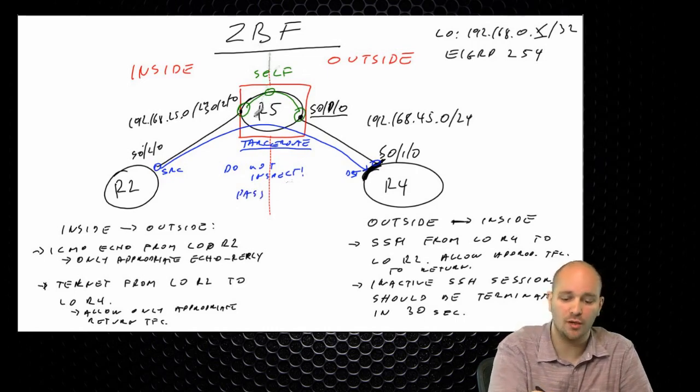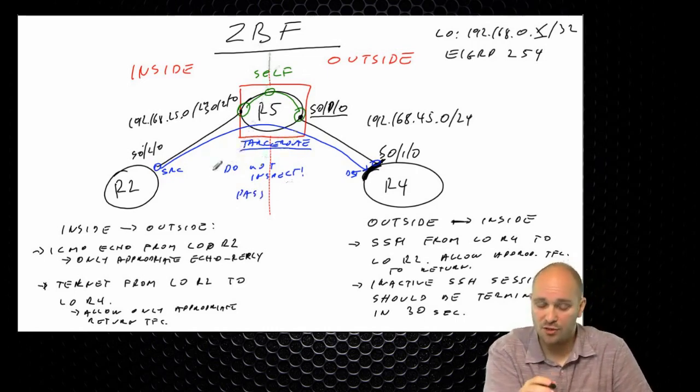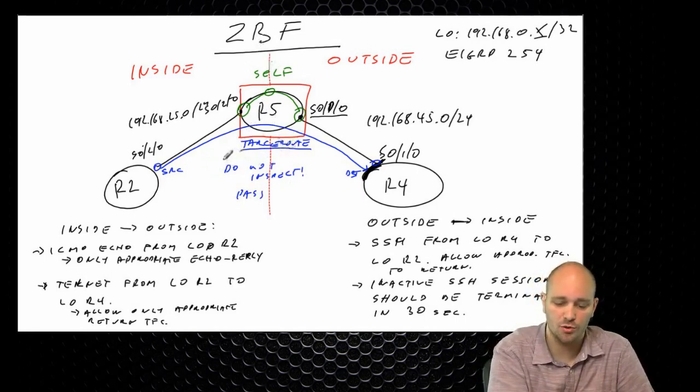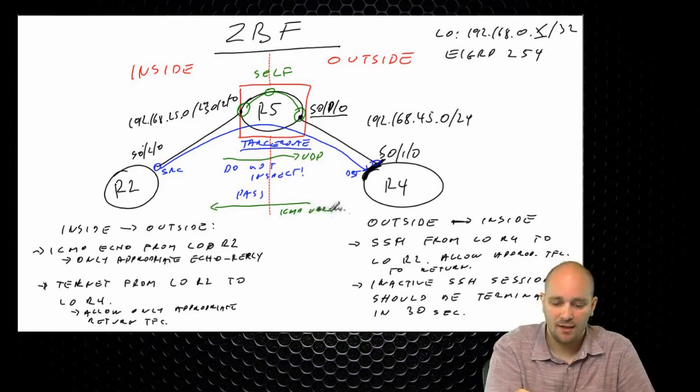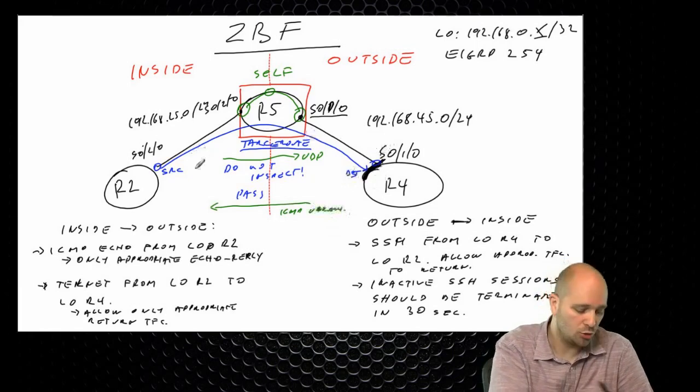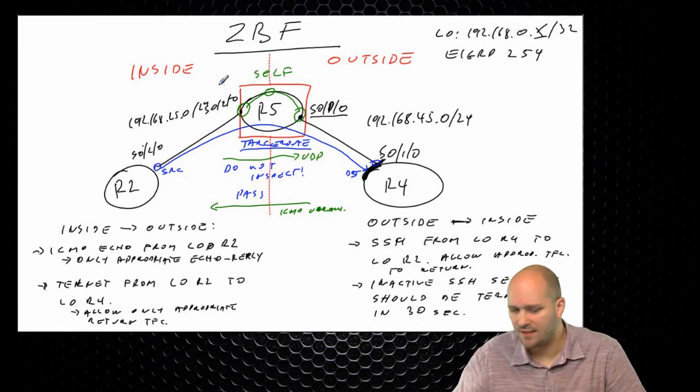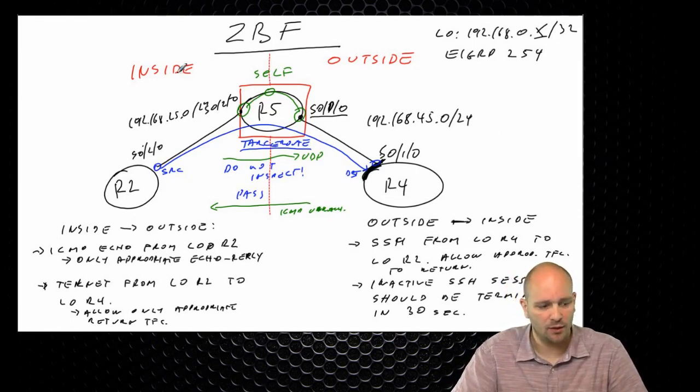Now, what I need to do is allow, and Cisco routers don't use ICMP for traceroute, they use UDP. So I need to allow some UDP traffic this way, and I will need to allow ICMP unreachables back in the direction from zone outside to zone inside. So let's take a look at that. So what I need now is this.